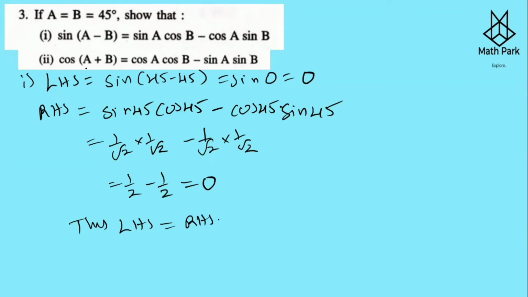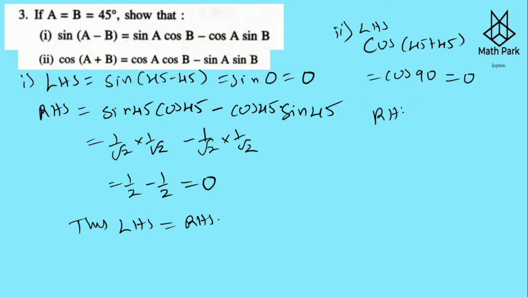So for the second part, let us start with the second part over here. For the second part, we have cos A plus B. So cos of 45 plus 45, which is cos 90. This is the LHS we have taken for the second one. And cos 90 is equal to 0.